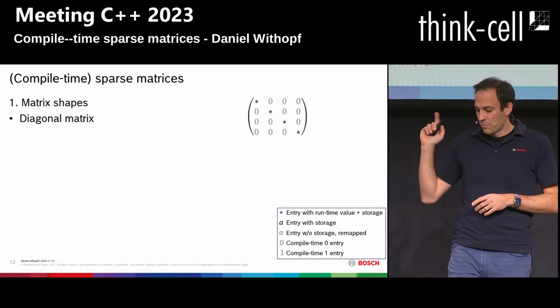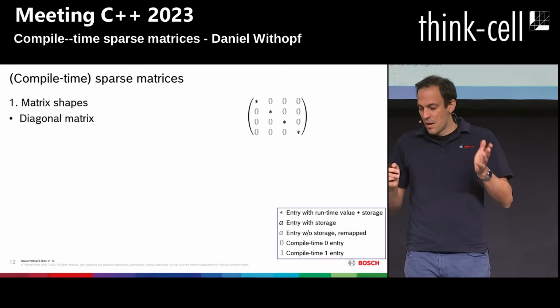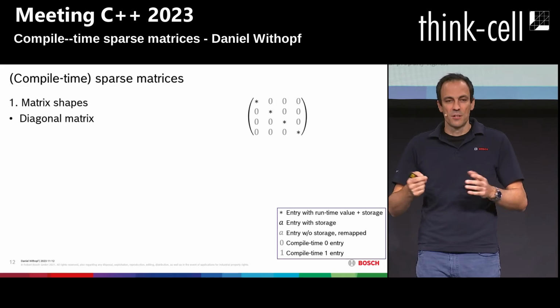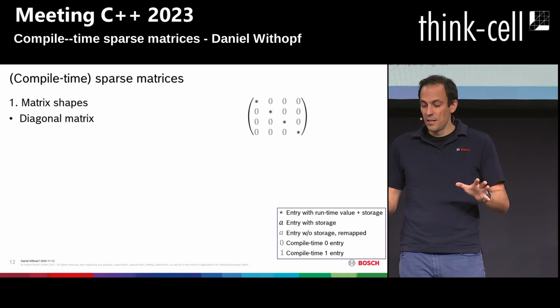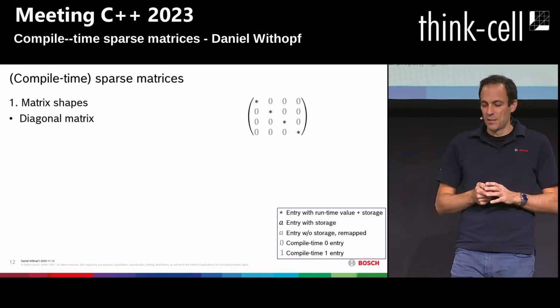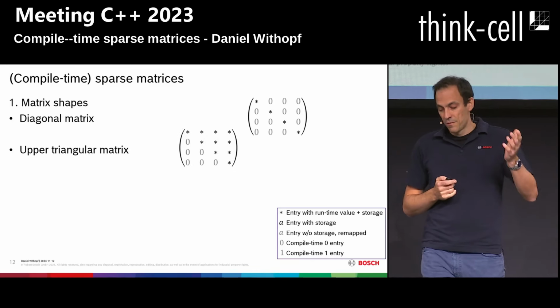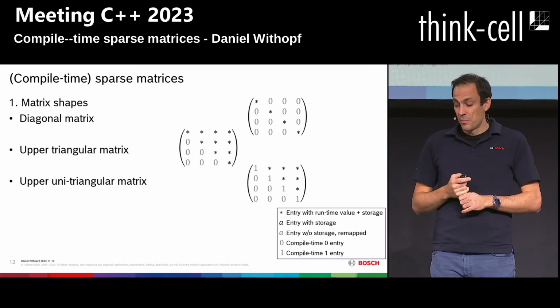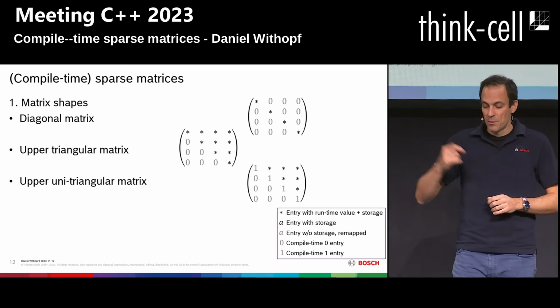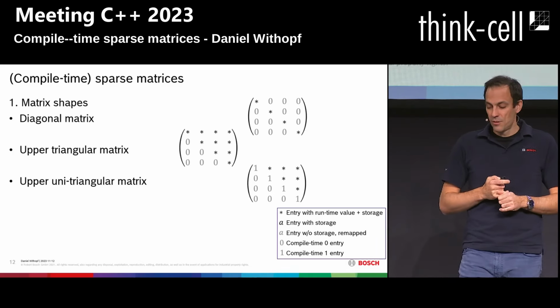I also want to briefly explain the symbols here. Black symbols are always an entry that occupies storage at runtime. And anything that's gray here is an entry that doesn't need storage because it's known at compile time. So here the zeros are known at compile time. There's no need to actually store them. Furthermore, we have upper triangular matrices, upper unitriangular matrices where the diagonal is one and only the upper part of the matrix is non-zero and needs to be stored at runtime.